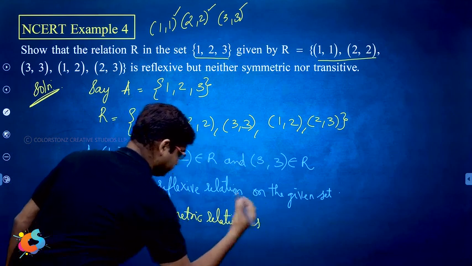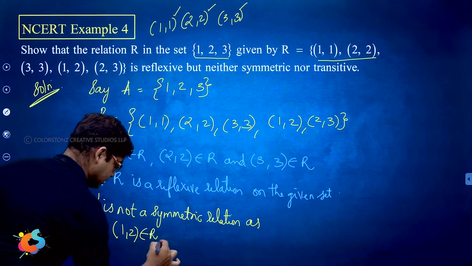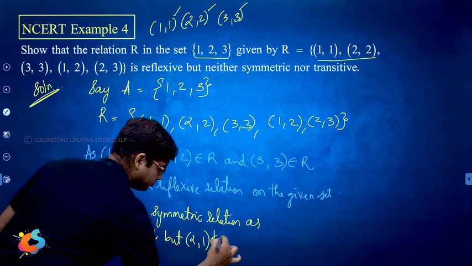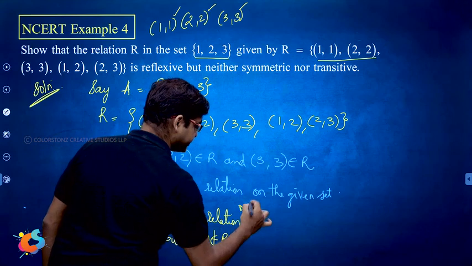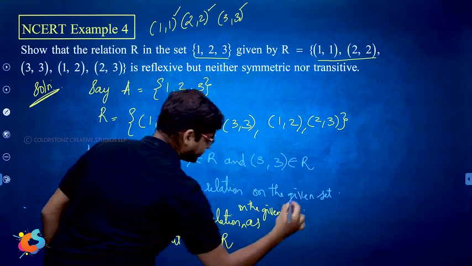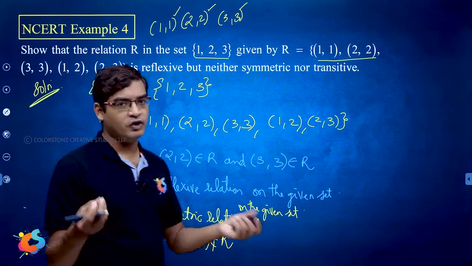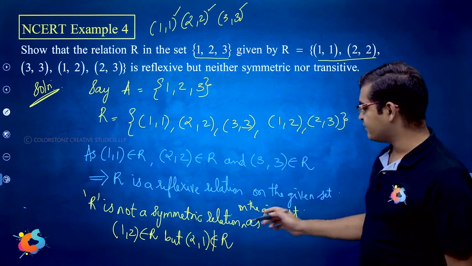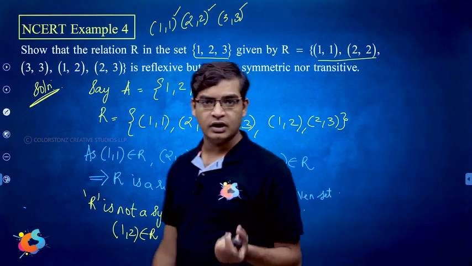as 1, 2 belongs to R but 2, 1 does not belong to R. So R is not a symmetric relation on the given set. Sometimes it is better to write this, especially for boards. Otherwise, for competitive exams, however you do, if you get the correct answer, that is more than sufficient. So R is not a symmetric relation on the given set as 1, 2 belongs to R but 2, 1 does not belong to R.